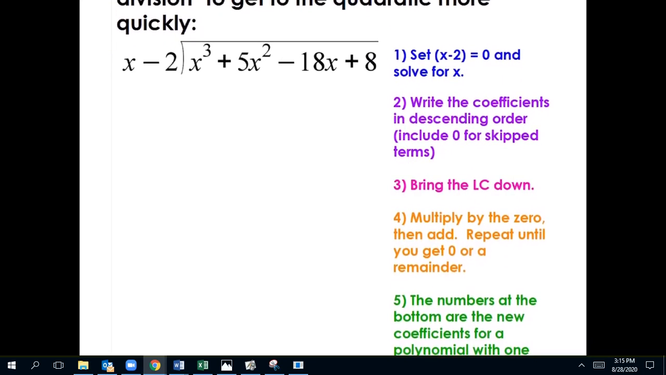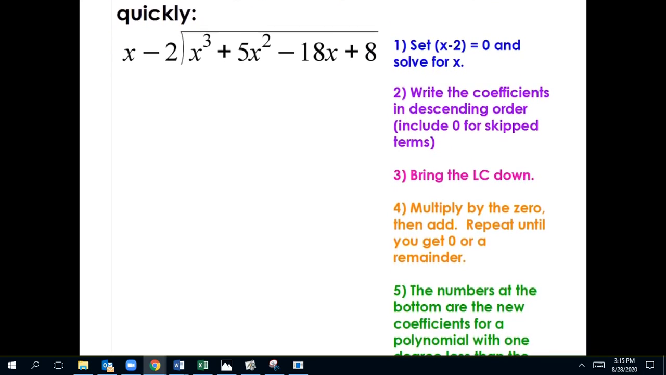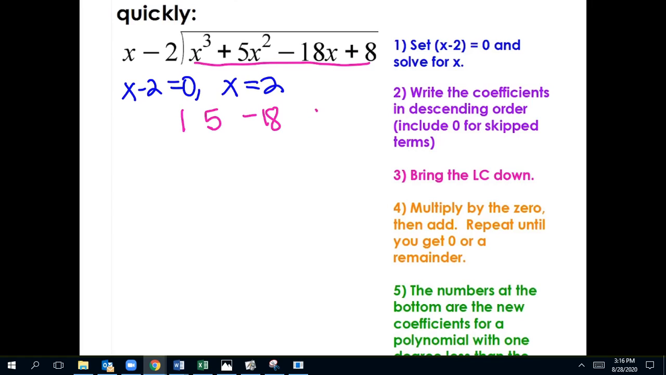And I personally think synthetic division is really fun. It's like a little puzzle. So here are our steps. First thing we do is we set the factor equal to 0. So x minus 2 equals 0, and we know that x equals 2. Or we could just use the value that we get when we look at it in our calculator. Then we write the coefficients in descending order. And so that would be the coefficients of this polynomial right here. So 1, 5, negative 18, and 8.